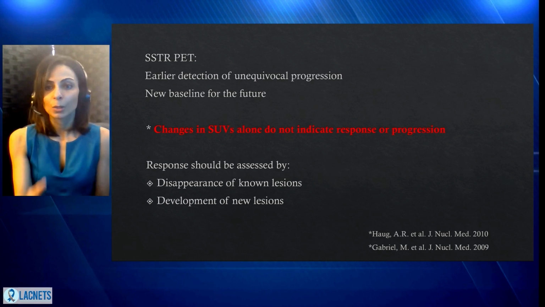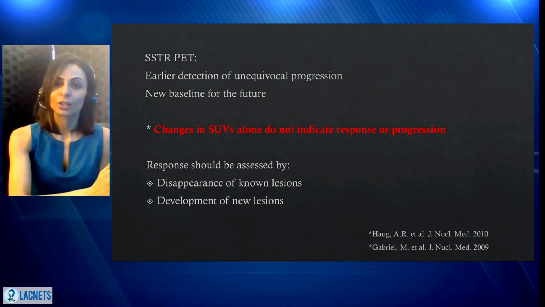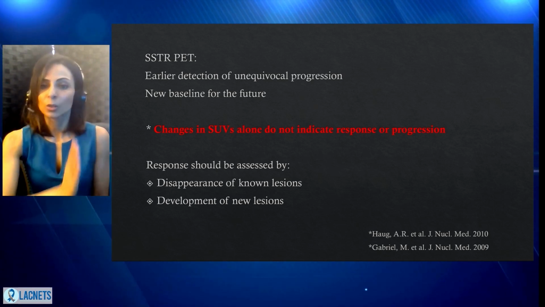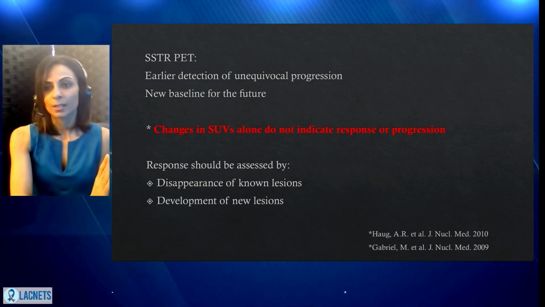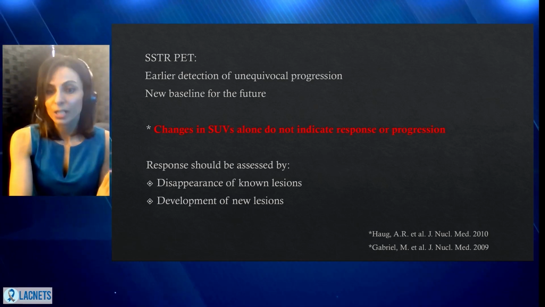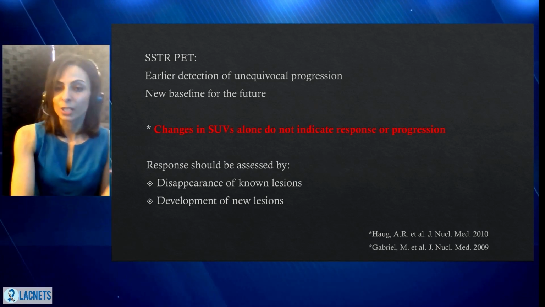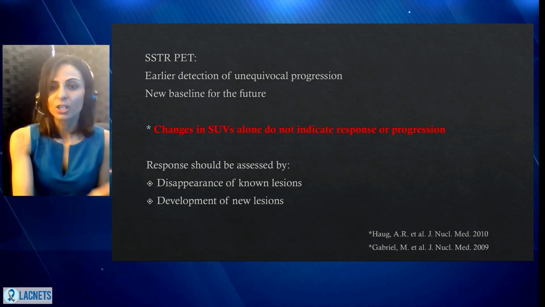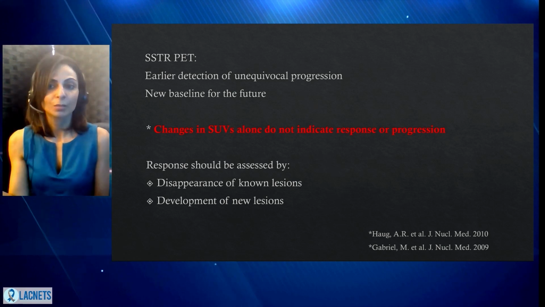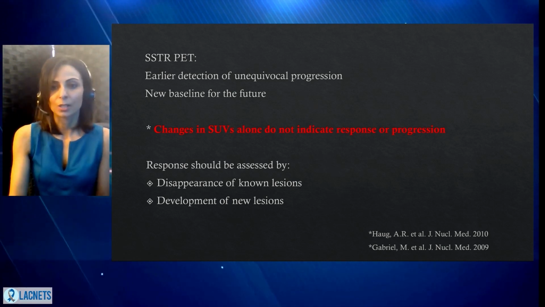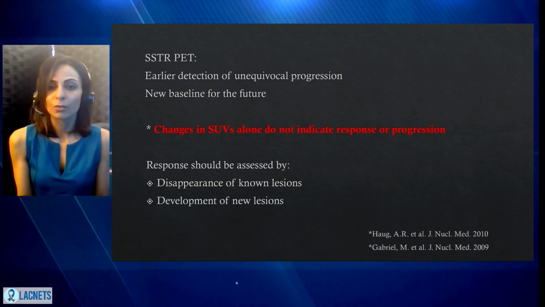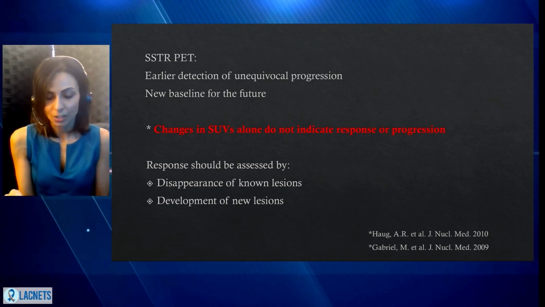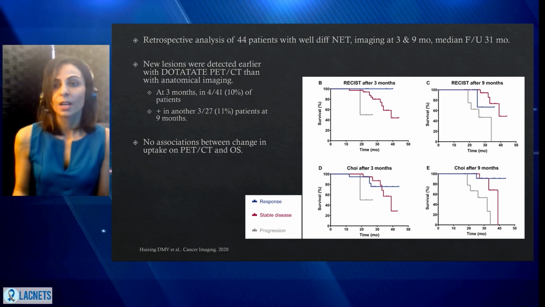So the importance of somatostatin receptor PET after completing PRRT is to get a new baseline for the future and also to detect earlier some progression by the presence of new lesions. So if we have new lesions, then it might be progression. If some lesions that were present before have disappeared, then it is response. So we assess response on somatostatin receptor PET only by disappearance of known lesions or development of new lesions, but not by the change of SUVs.